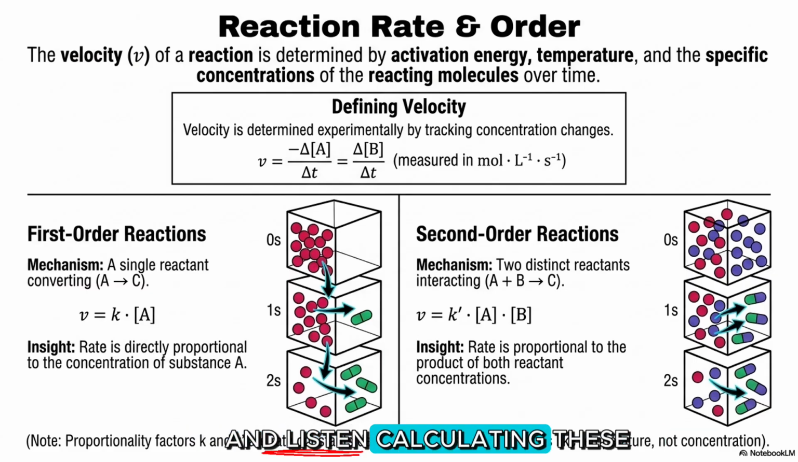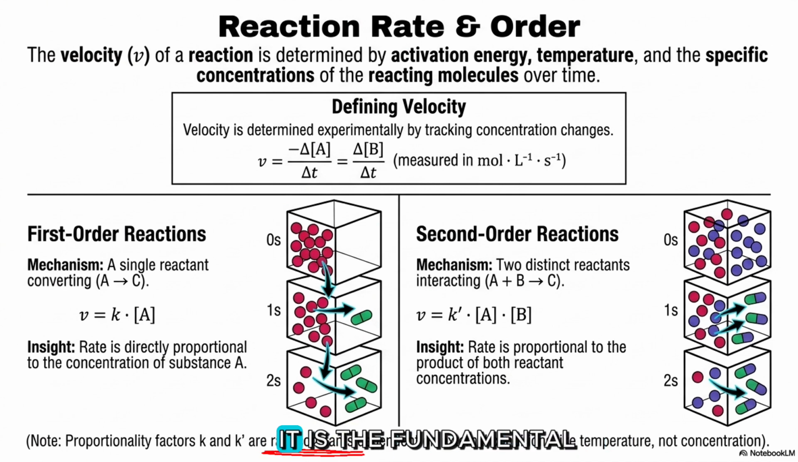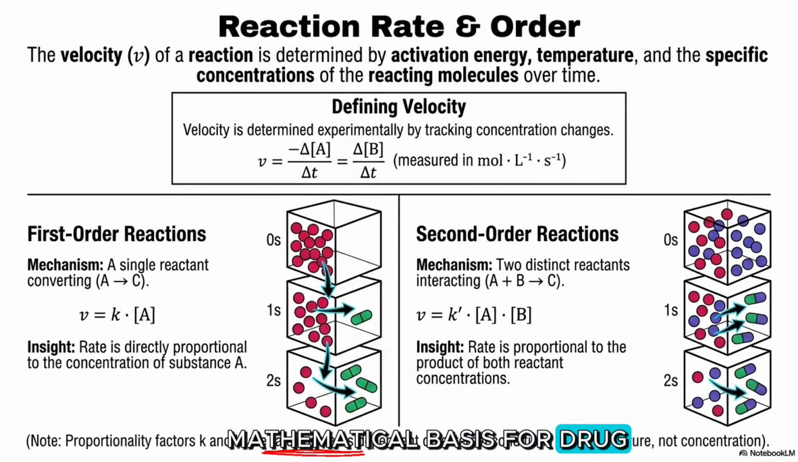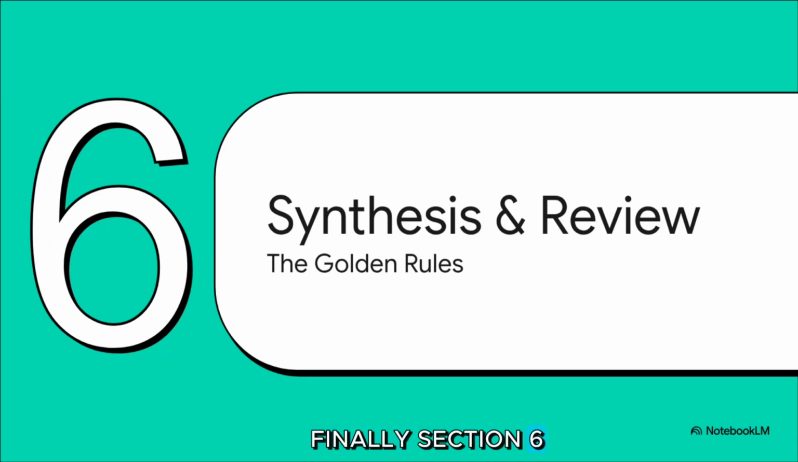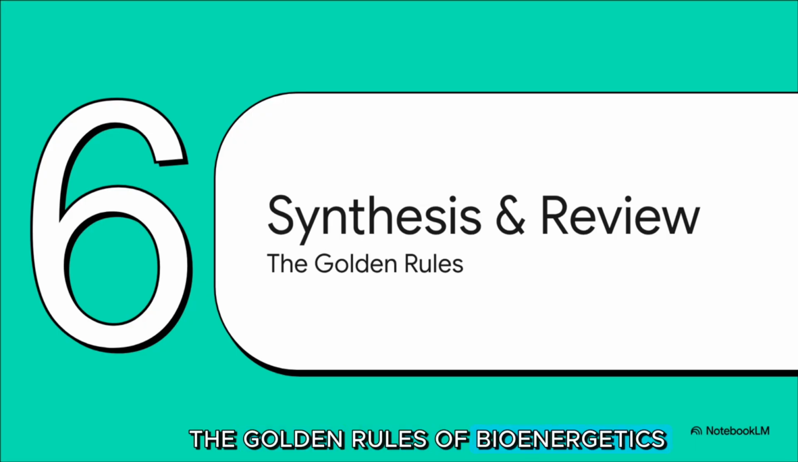And listen, calculating these rates is not just theory. It is the fundamental mathematical basis for drug clearance in pharmacokinetics. It tells a physician exactly how long a specific drug will remain active in your bloodstream based on these exact kinetic principles. Finally, Section 6, Synthesis and Active Review, the Golden Rules of Bioenergetics.